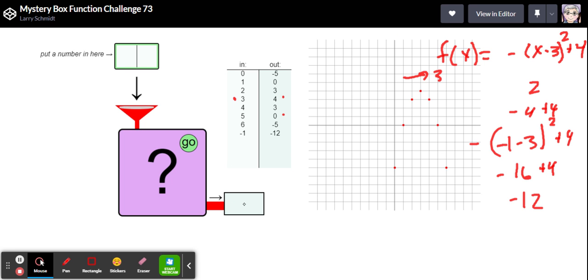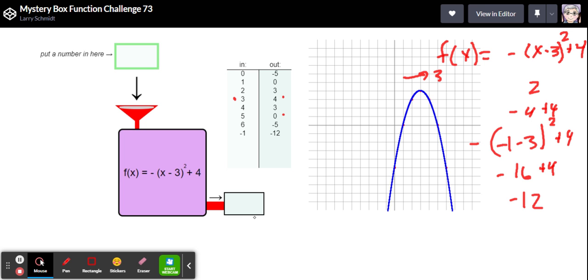Let's take a look. Yeah, negative x minus 3 quantity squared, and then plus 4 to bring it up off the x-axis. All right, and let's graph that as well. Beautiful upside down parabola there. Lovely.